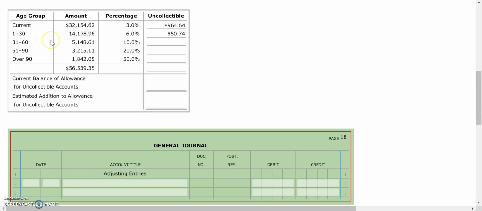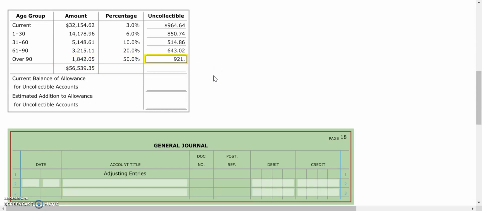Then we go to 31 to 60 days past due. Our amount is $5,148.61. We believe 10% of that is going to be uncollectible. So that brings us to $514.86. 61 to 90 is between 2 and 3 months past due. We've got about 3,200, and we believe 20% of that's uncollectible. So when we do that, we get a balance of $643.02. And our last one is over 90 days, or over 3 months past due. We believe 50% of that's uncollectible.